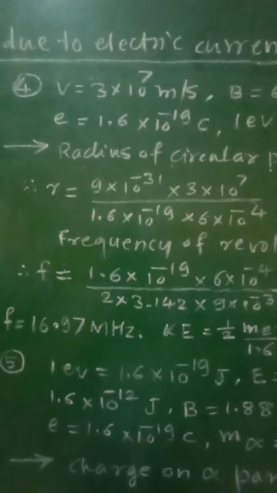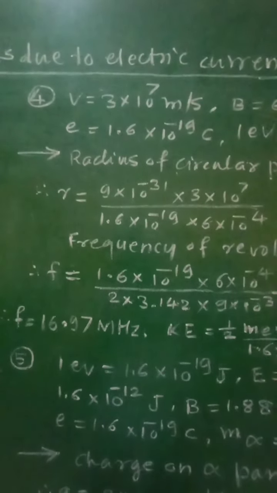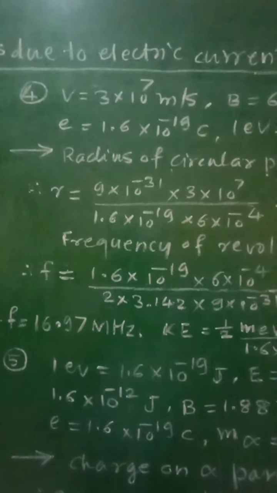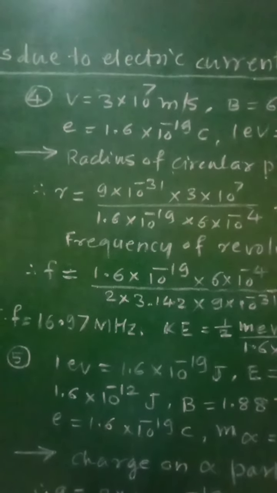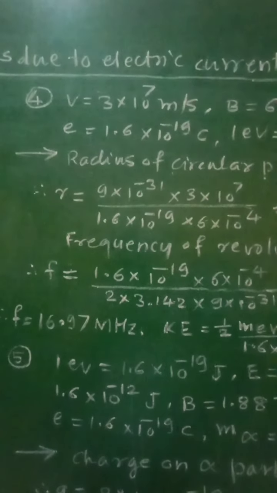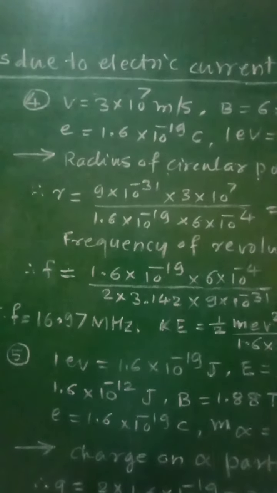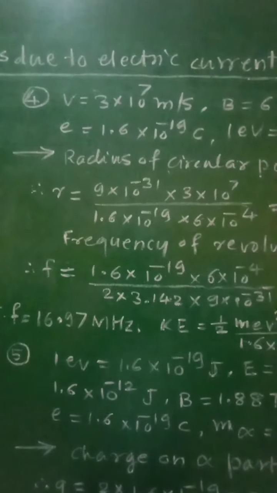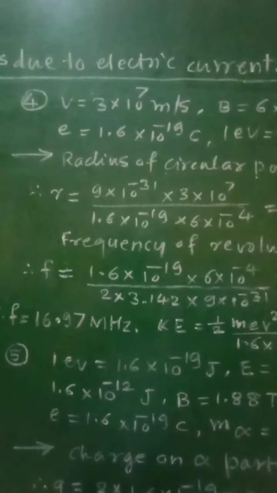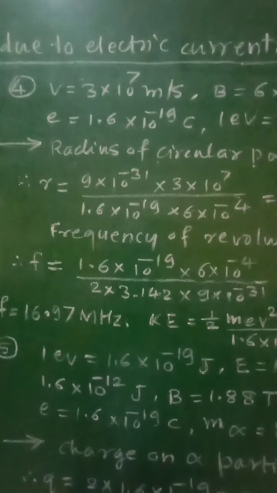For that, given data is mass of electron equal to 9 into 10 raised to minus 31 kilogram, charge e is equal to 1.6 into 10 raised to minus 19 coulomb, and 1 electron volt is equal to 1.6 into 10 raised to minus 19 joule.